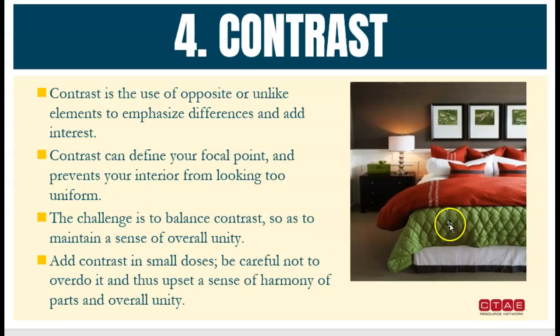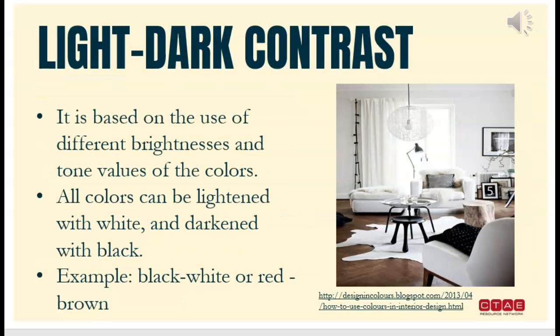So we have contrast, and also from doing our color theory, we have our complementary colors, red and green. Everything is in equal balance and there is very nice contrast throughout this entire room. We have light-dark contrast. It is based on the use of different brightnesses and tones or values of the colors. All colors can be lightened with white and darkened with black, white, or red-brown.